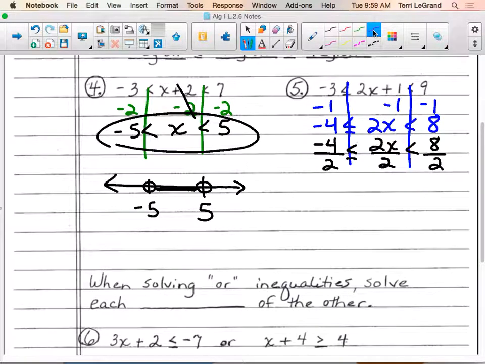So what is this -4 divided by 2? What's that? -2. Do we need to reverse the symbols? No, we did not divide by a negative. X is alone in the middle. 8 divided by 2? 4. Note, are the endpoints opposites of each other? No, they are not. So again, you don't want to get in the mindset that the endpoints are going to be opposites of each other, even though opposite does happen.